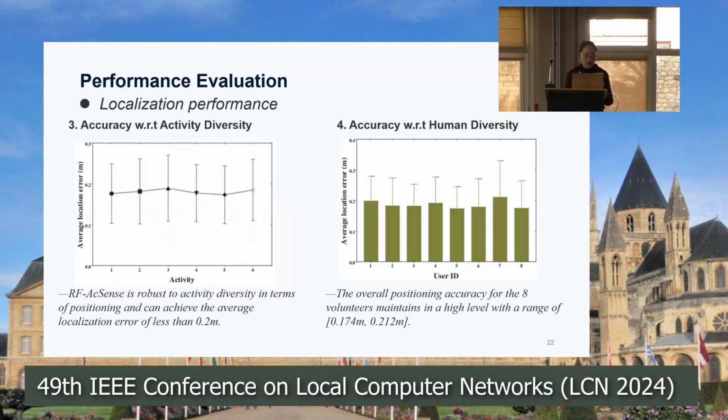For the accuracy with regard to activity diversity, it can be seen from the figure on the left that for each activity in the sit or stand categories, the localization results over different people and positions are joined. It can be concluded that our system is robust to activity diversity and can achieve an average localization error of less than 0.2 meters. As for the accuracy with regard to human diversity, the overall localization accuracy for the 8 volunteers is maintained at a high level, which means the system can accurately locate the activity despite human diversity.